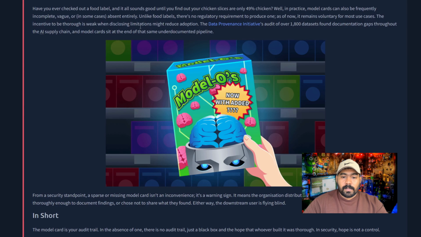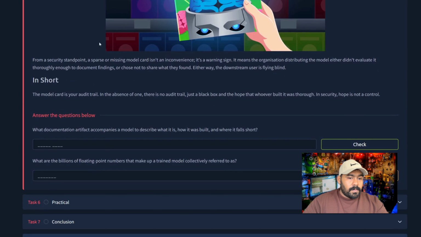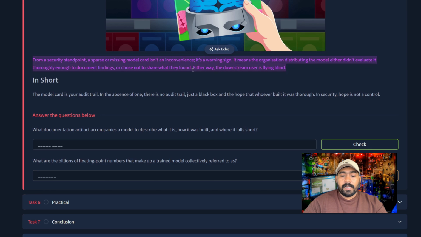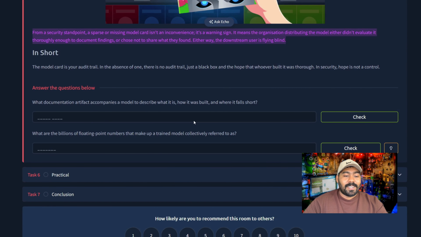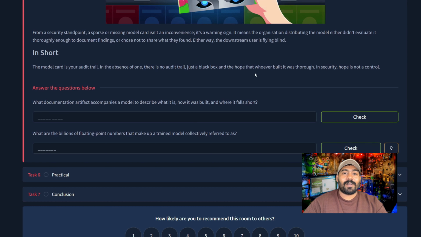So let's check the security takeaway. From a security standpoint, a sparse or missing model card is not an inconvenience. It's a warning sign. It means the organization distributing the model either didn't evaluate it thoroughly enough to document findings, or chose not to share what they found. Either way, the downstream user is flying blind. The room closes with this line, and I love this line: in security, hope is not a control.